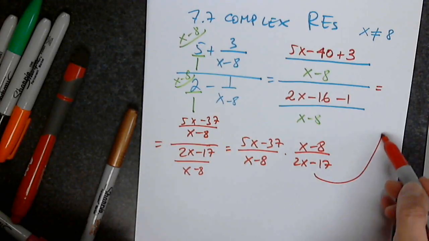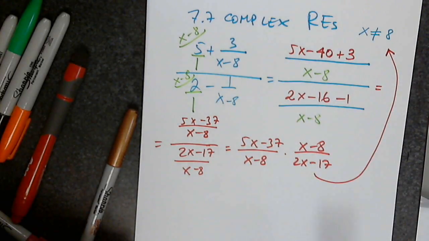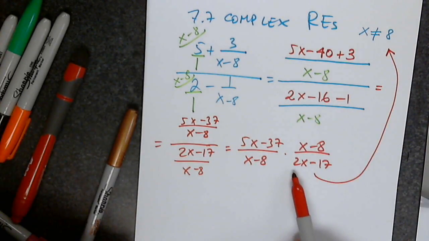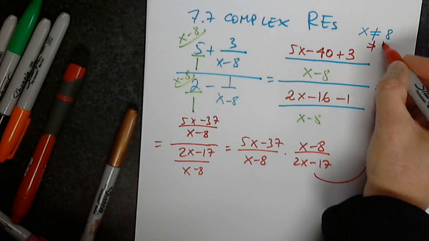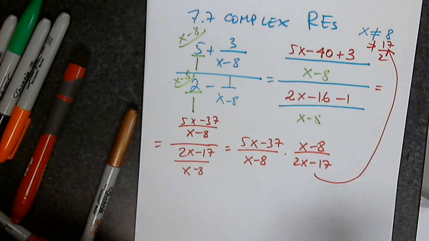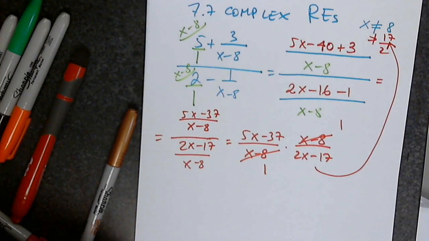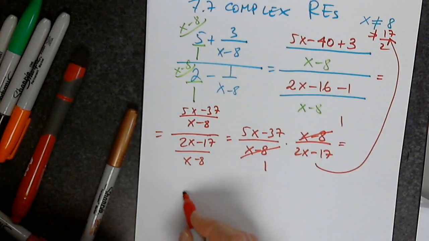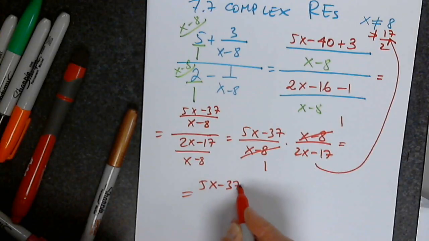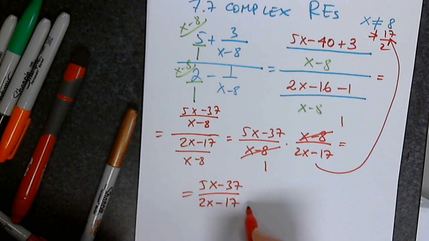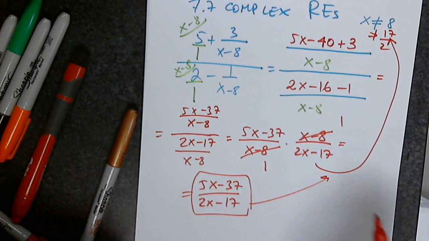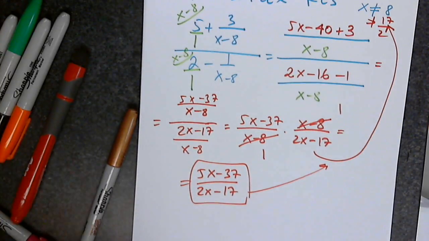From here I have to add to the list one more restriction, that x is not 17 over 2. And now I'm free to simplify. And this is the only thing that goes away. There is nothing else I can do here. And this is it. With the restrictions. That's all it is. On all of them, but we need at least another one.